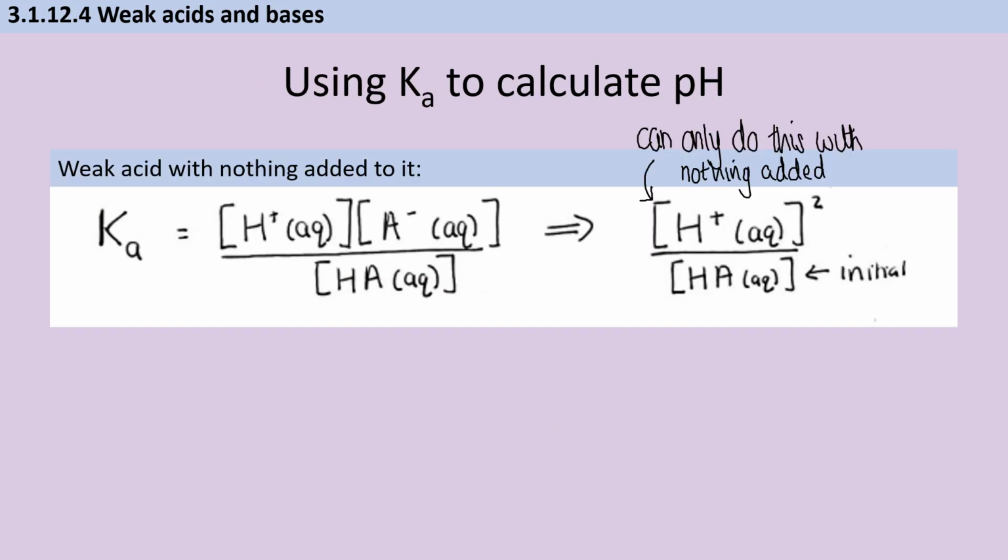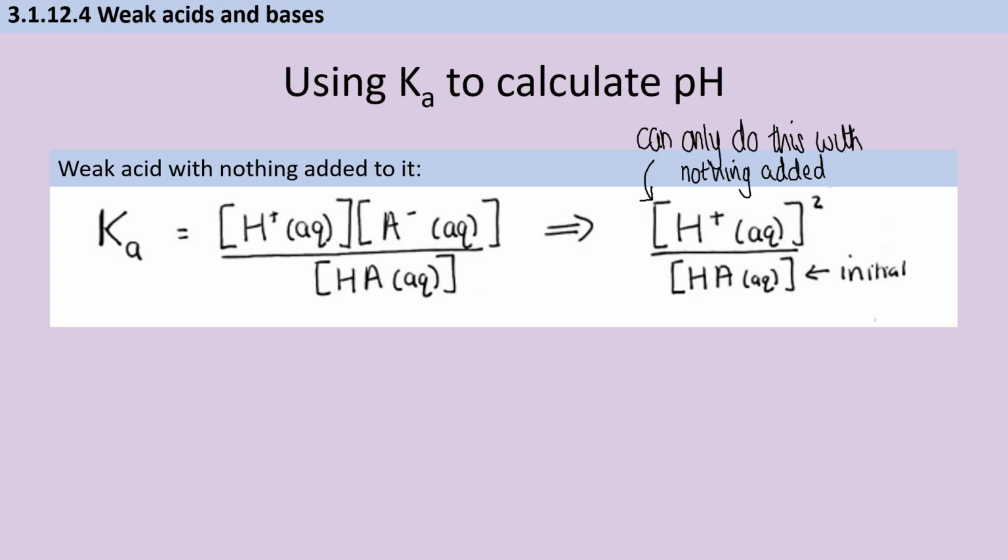Before we start using Ka to calculate pH, we're going to make 2 key assumptions. The first assumption is, provided we've got a pure weak acid that hasn't had any base or any salt added to it, then the concentration of the hydrogen ions and the anions is the same. Rather than having both of them in my expression, I can simplify it, and I can then use the concentration of hydrogen ions twice. We won't be able to make this assumption if we start looking at neutralization reactions or adding salts to make buffers.